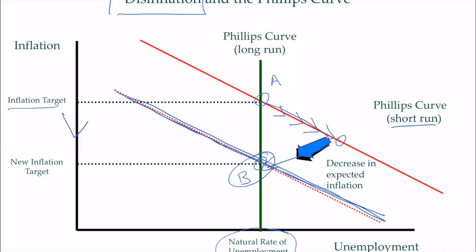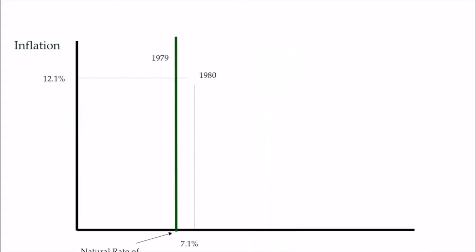Now let's take this theory, this proposition, this hypothesis to the data by looking at a particular historical event also from the US economy. So going back to 1979, 1980, the US economy had an inflation rate that was clearly about 10%. The unemployment rate was somewhere around what we could consider the natural rate of unemployment at that point, which was about 6%.